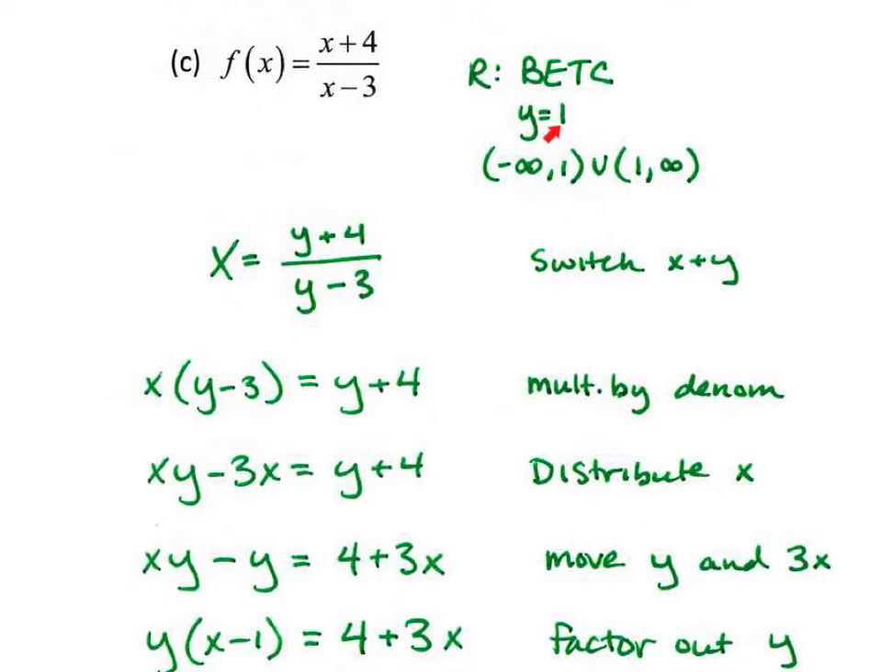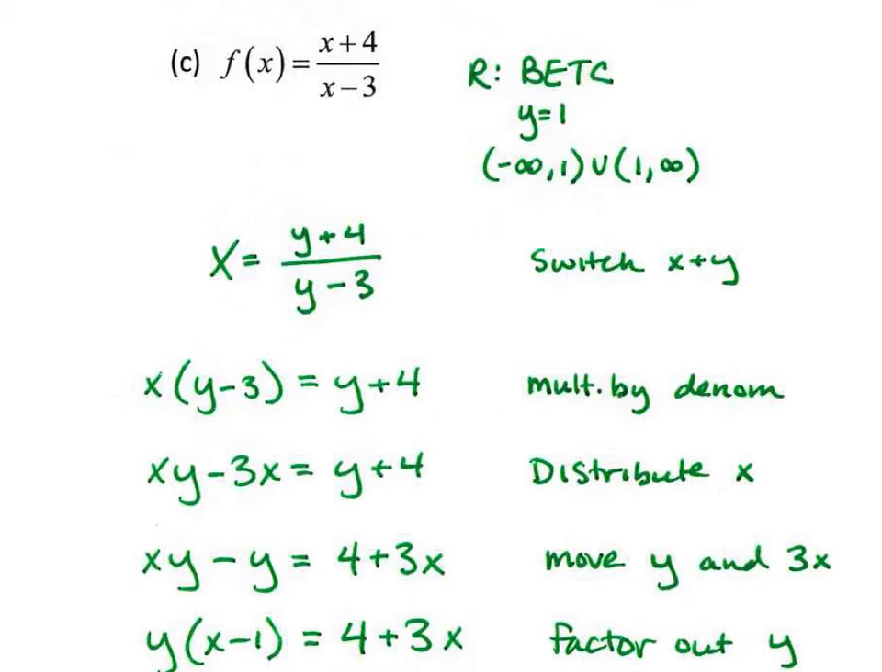Oh, divide the coefficients. The coefficient of the top is 1. Coefficient of the bottom is 1. 1 divided by 1 is 1. That's because it's a Betsy question. Okay? So we're going to switch the x's and the y's.